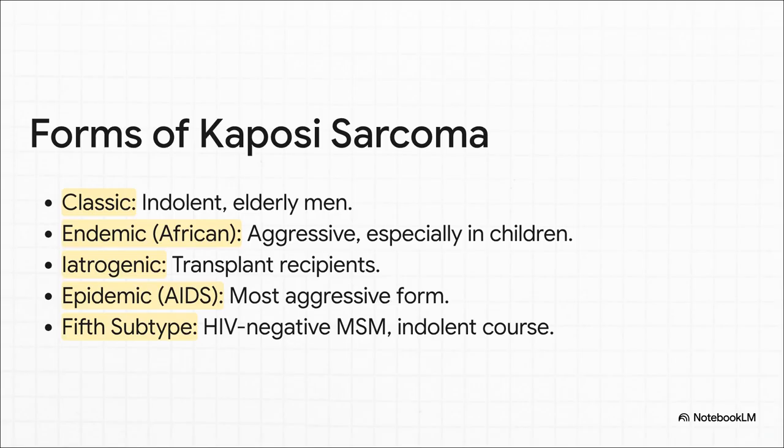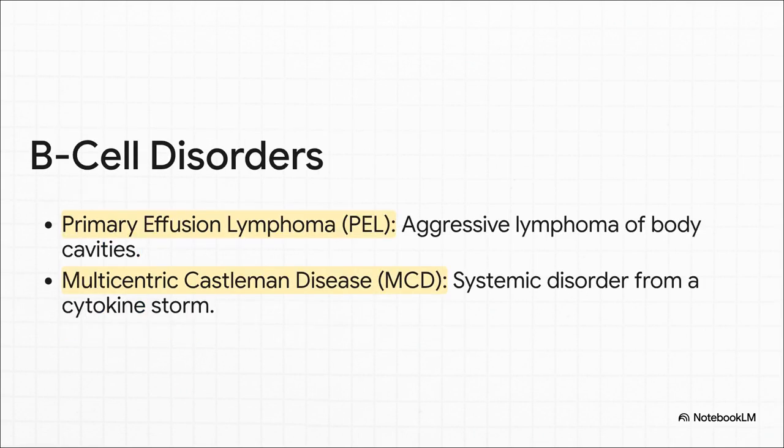And now we even recognize a 5th subtype in HIV-negative men who have sex with men. The thread connecting them all, the patient's immune status. And it doesn't stop with Kaposi sarcoma. The virus is also behind a couple of really nasty B-cell lymphoproliferative disorders.